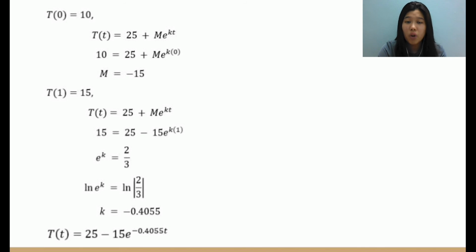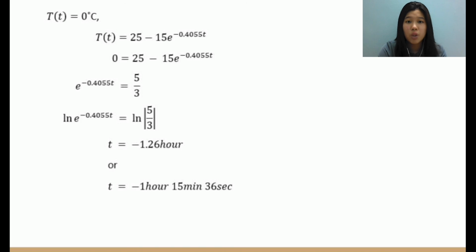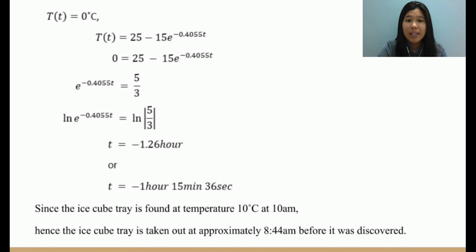Therefore, by replacing the K value, the general equation becomes T = 25 - 15e^(-0.4055t). As we know that the ice cube tray is 0 degrees Celsius when it was taken out from the refrigerator, we substitute T = 0 into the general equation to find the time that the ice cube tray had been taken out. After calculation, we find that t = -1.26 hours, which means the ice cube tray was taken out from the refrigerator 1 hour, 15 minutes and 36 seconds before being discovered by Jane. That's all from me. Thank you. I will pass to the next presenter.